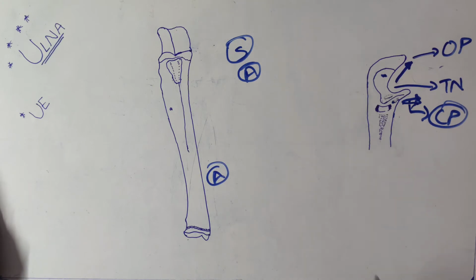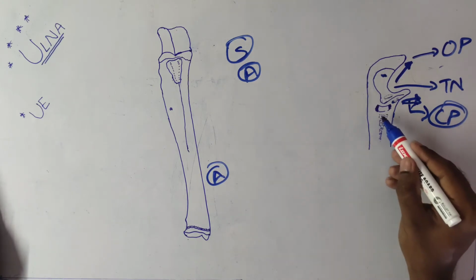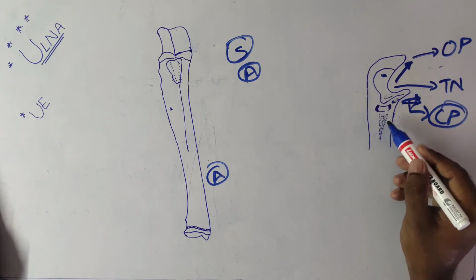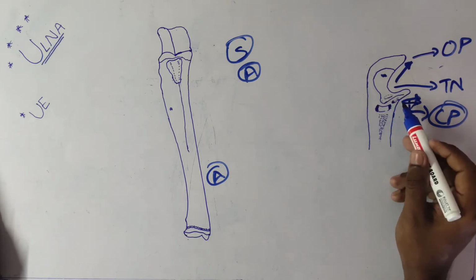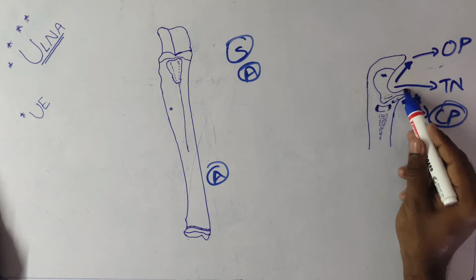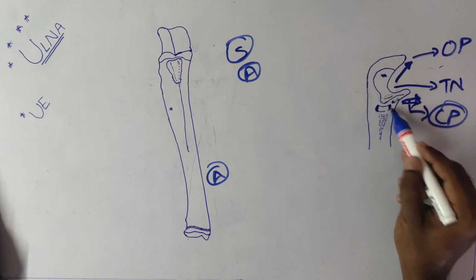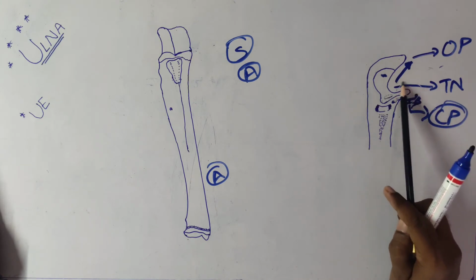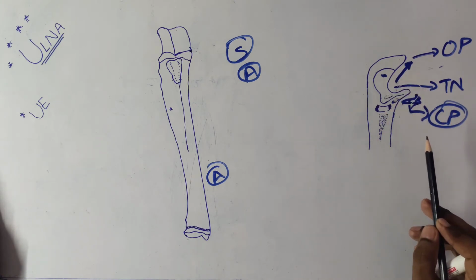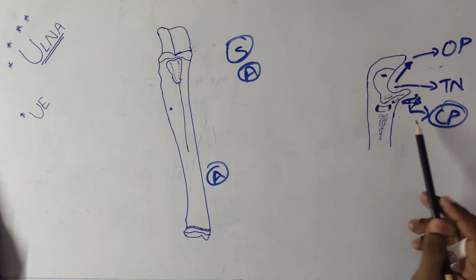Anterior surface. The anterior surface is a triangular roughened area. Here we can see the triangular roughened area. This part is the triangular roughened area, and the ulnar tuberosity is at the lower corner.